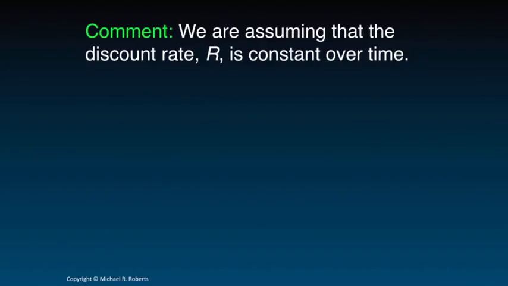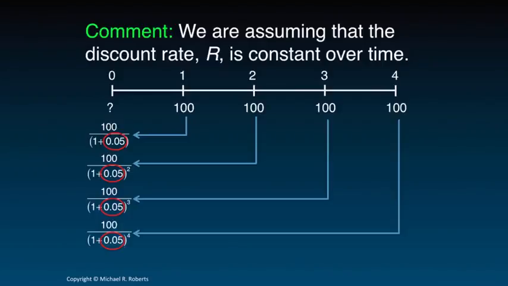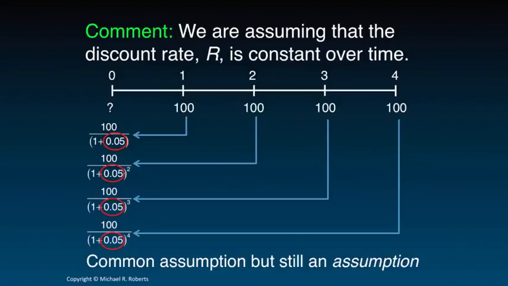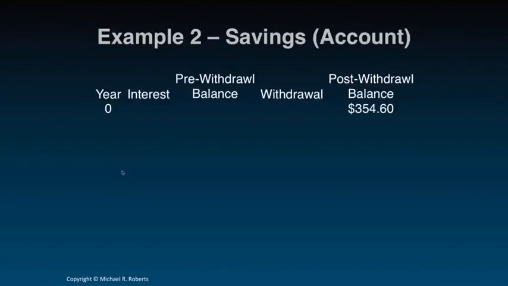Okay. Now, I want to mention, we're assuming that the discount rate r is constant over time. See, when I pull back each cash flow, I discount each one by the same 5%. That's a common assumption, but I want to emphasize it's still an assumption, one we're going to look at when we talk about the term structure of interest rates and yield curves later on. Okay. But what's going on in the background? How is this working? What's actually happening on a dynamic basis?